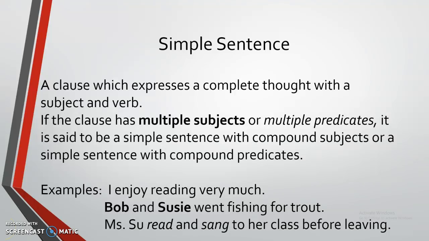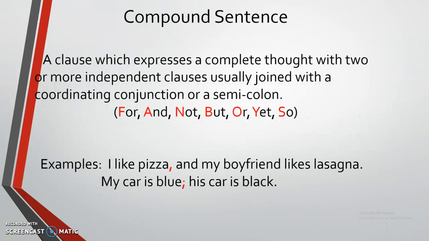Now let's go over the compound sentence. A compound sentence is a clause which expresses a complete thought with two or more independent clauses, usually joined with a coordinating conjunction or a semicolon. Remember that the coordinating conjunctions are one of the fanboys: for, and, nor, but, or, yet, and so.